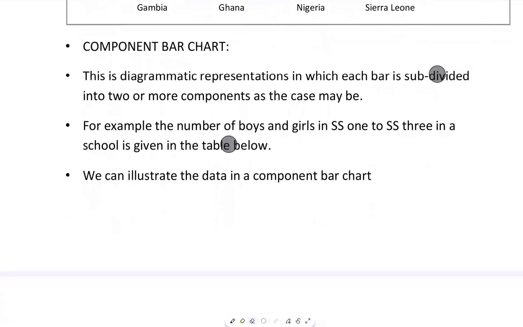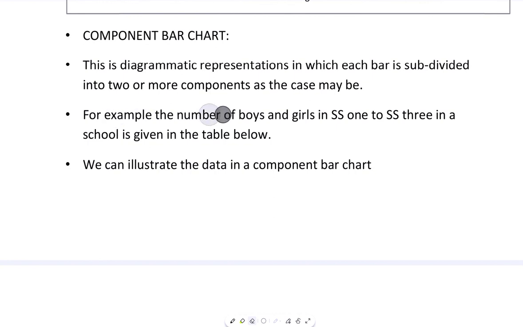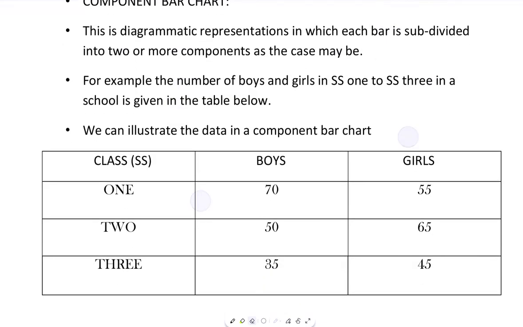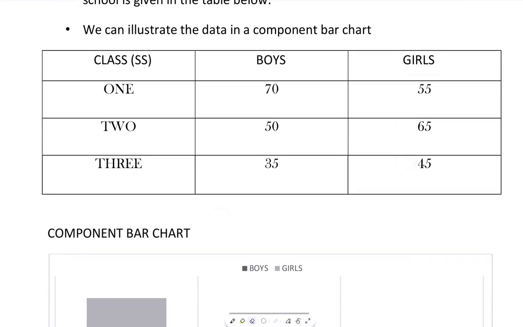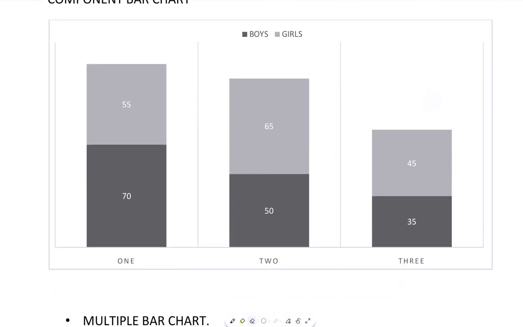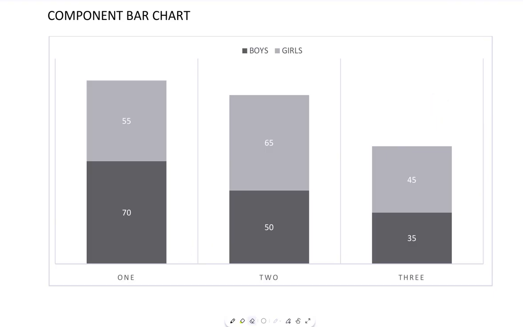But now, look at an example. They say, for example, the number of boys and girls in SS1 to SS3 in a school is given in the table below. Number of boys in SS1 is 70. Number of girls in SS1 is 55. SS2 is 50, 65. SS3 is 35, 45. Now look at the component bar chart. This is what the component bar chart says. You can see this is the number of students. This is SS1 now.